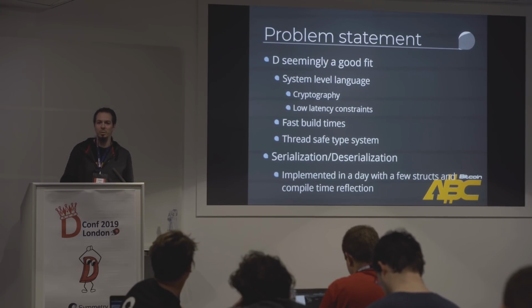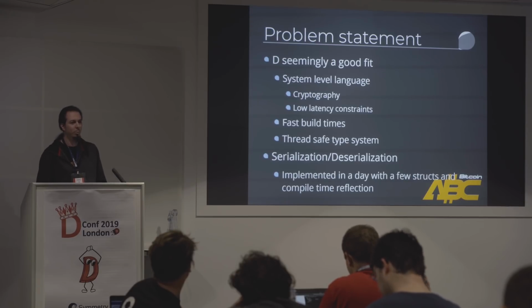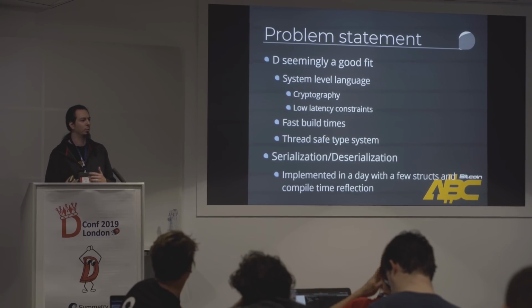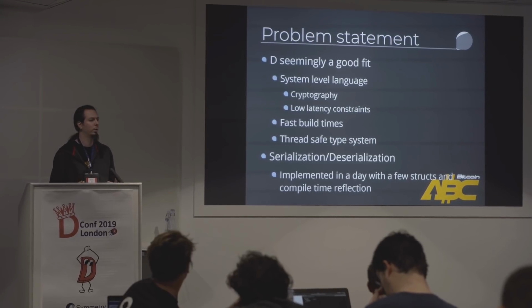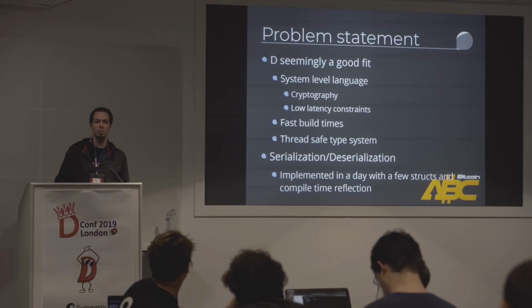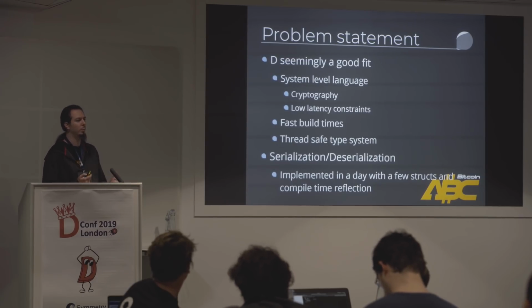So D would look like a very good option for me. It's a system language, and I need that because I have cryptography. I need to avoid side channels in all the crypto code, so that means I need to control what I'm doing with the cache and the branch predictor and stuff like that. I can only do that with a system level language. I also have low latency constraints in some parts of the code, so I need to be able to control things a bit tightly.